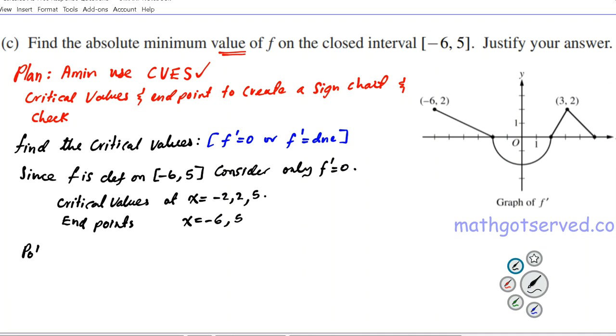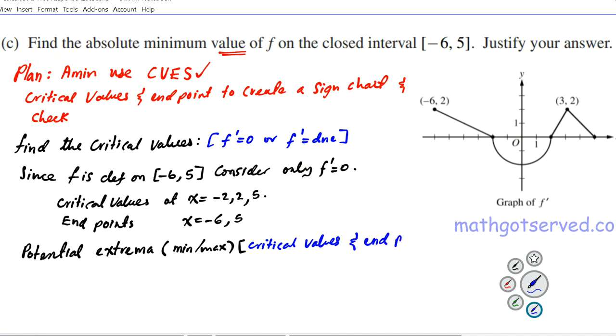Our potential extremas, they are not, we don't know for certain if they are yet. Our potential extremas, basically our min and max, are as follows. So remember, potential extremas are basically where you have a combination of your critical values and endpoints. It's kind of like a union too. Okay? All right, there you have it.